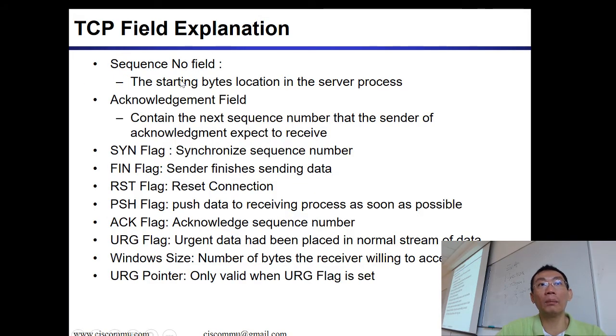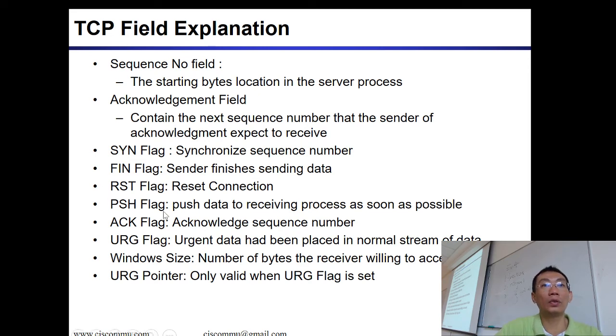So the sequence number is the starting byte location in the server process. The acknowledgement field will contain the next sequence number the sender expects to receive. Then you have a SYN flag, to synchronize the sequence number. The FIN flag means that the sender has finished sending the data and wants to close the connection. The RESET flag means that you want to reset the connection. Probably somebody pressed Ctrl C or Ctrl X to reset the connection.